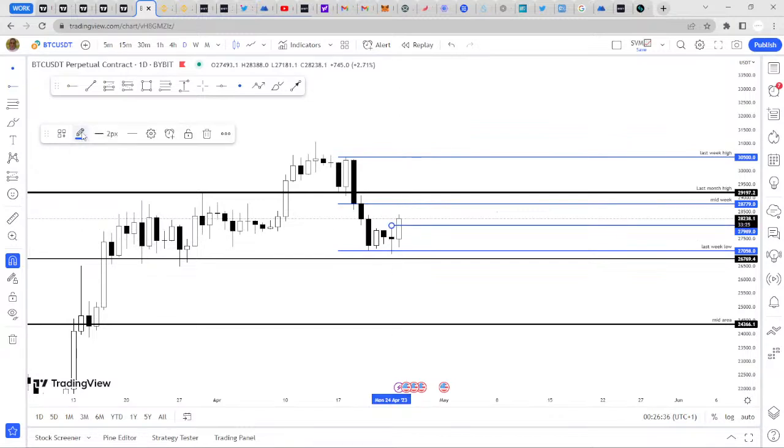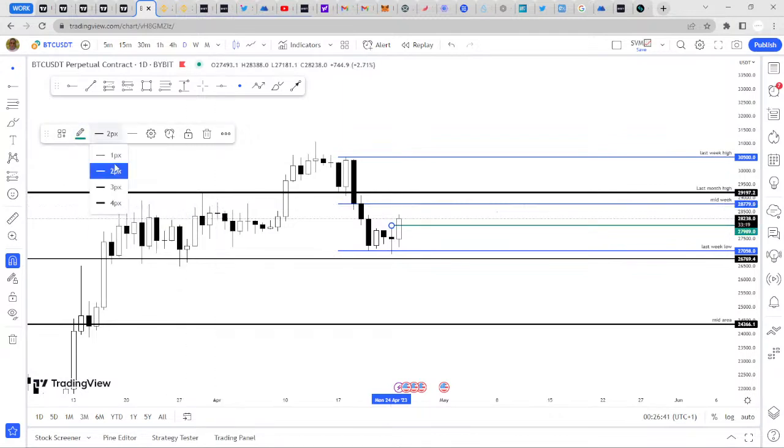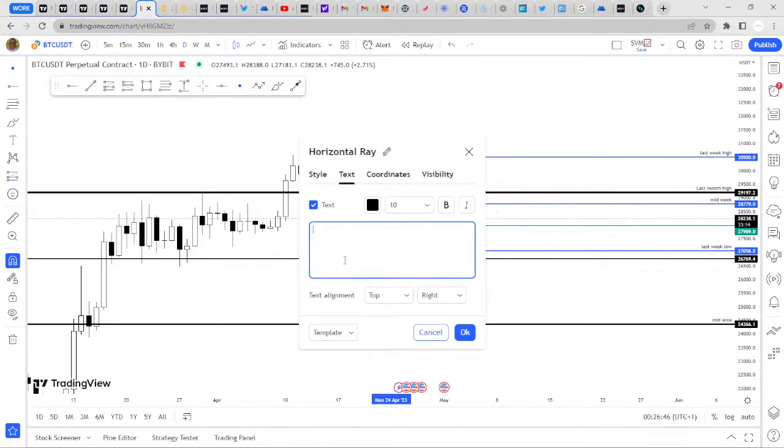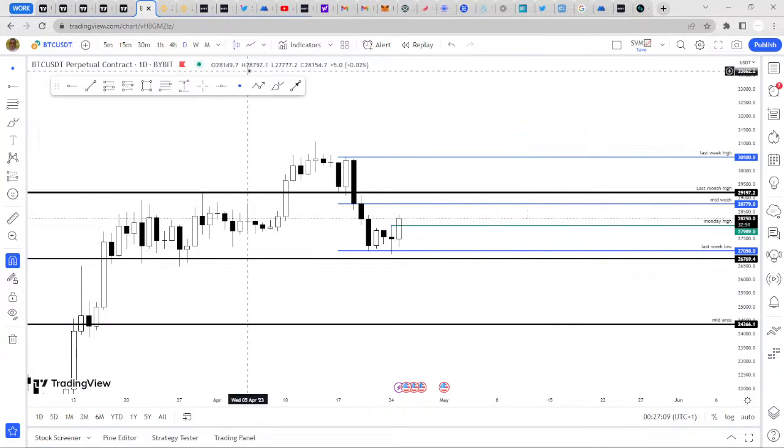Let me make it less thick. You don't have to mind that the lines are too much, right? The reading is what is important. So far you have the levels, you won't get confused that way. Monday's high. Alright, so we already have Monday's high, then Monday's low.